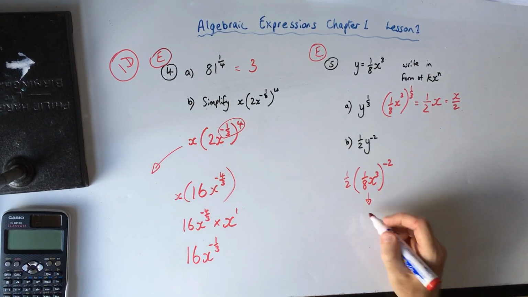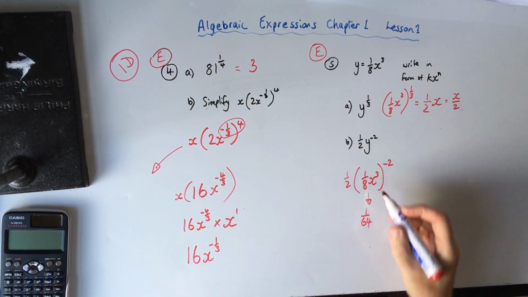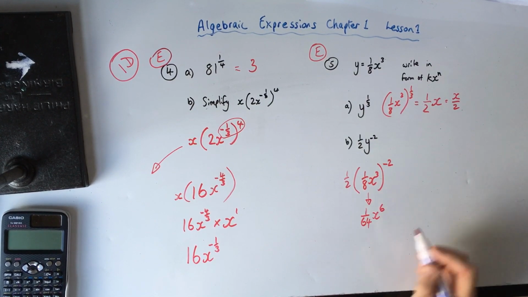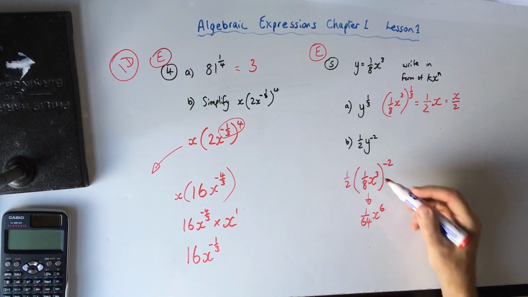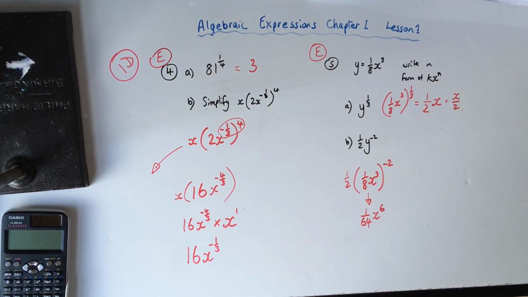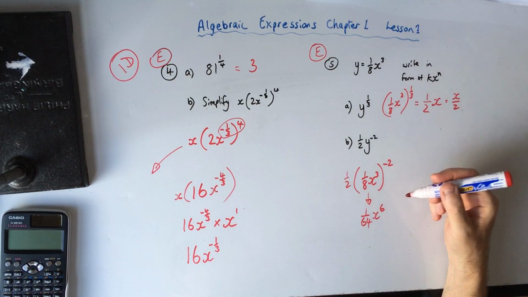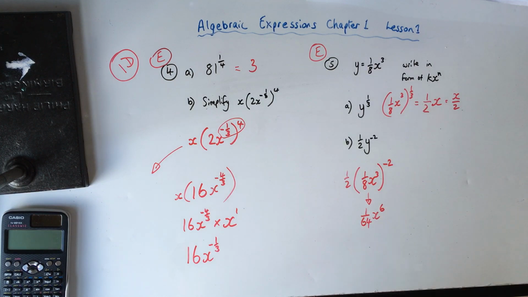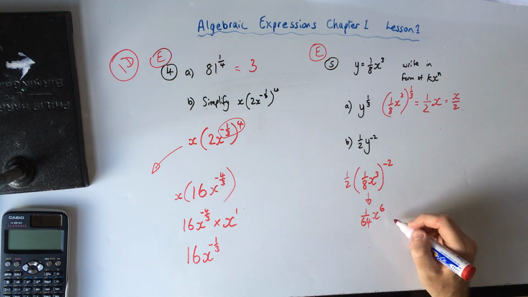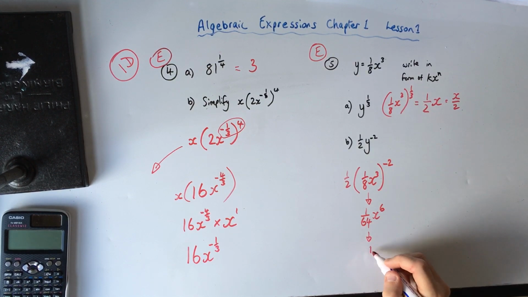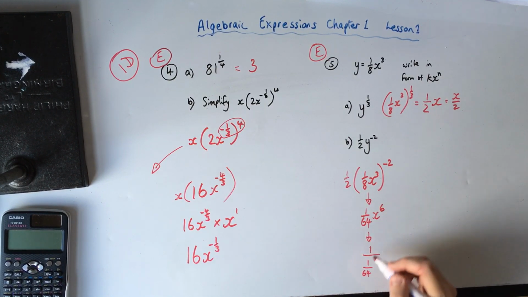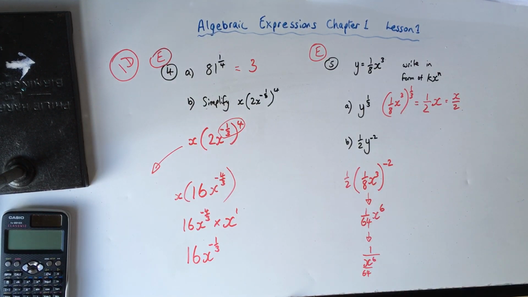1 times 1 and 8 times 8. So you've got 1 over 64 there, and we're squaring this. x cubed times x cubed is x to the power of 6, because we add the indices, don't we? Or 3 times 2 is 6. And then the minus is 1 over that. So again, we've got 1 over 64 x to the 6. Now I'm going to write this as that.